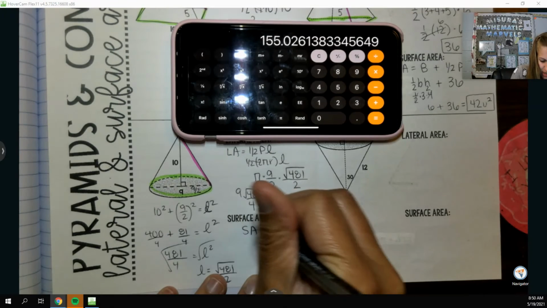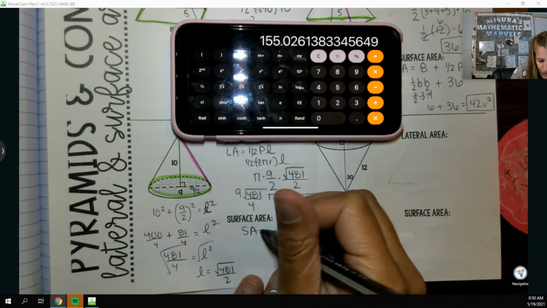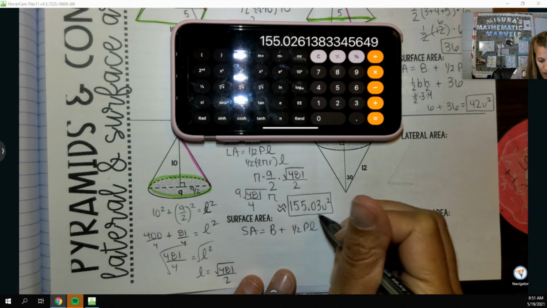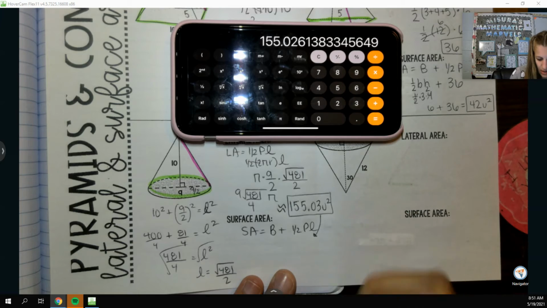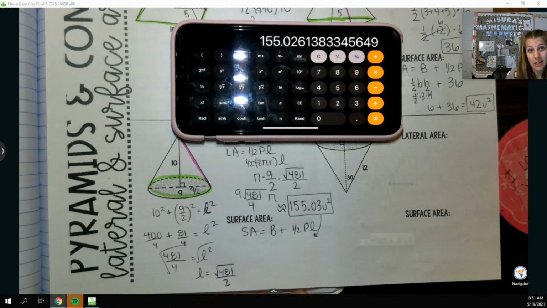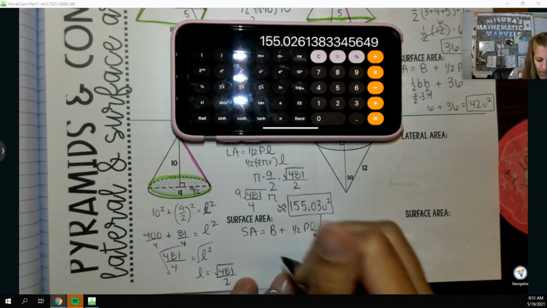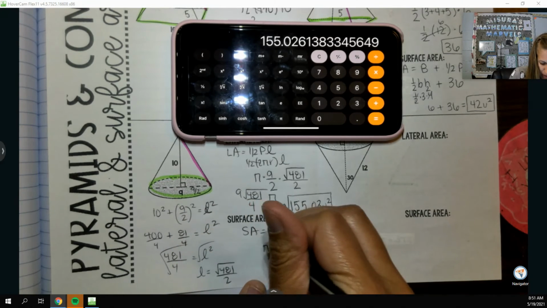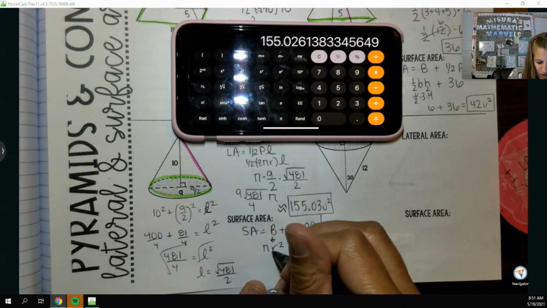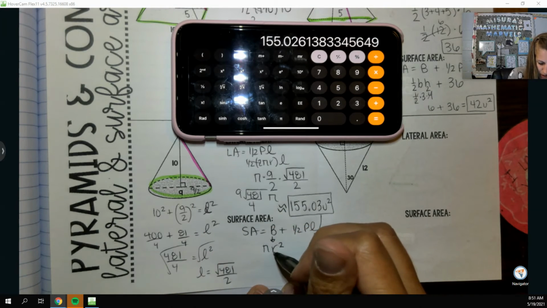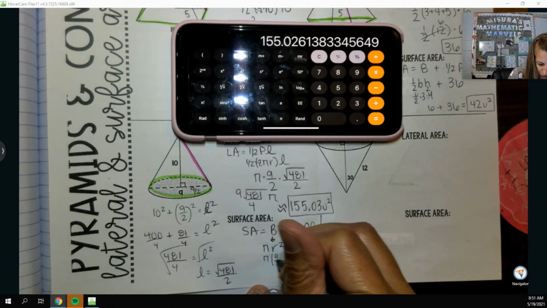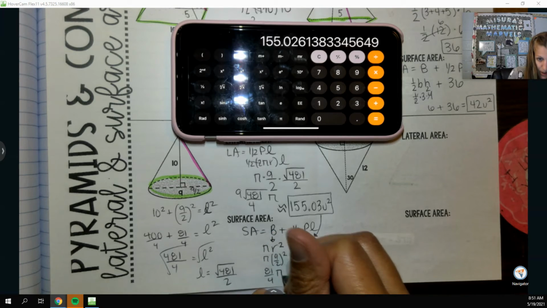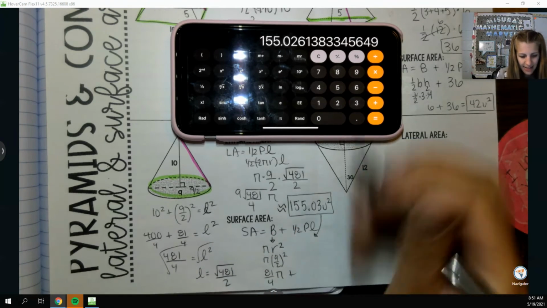Now for surface area, luckily some of the work is already done. So surface area is area of the base plus half PL, which we already know what half PL is. It's that number right there, which I'm going to leave on my calculator because why not? Then for area of the base, shape is a circle, so pi r squared, which remember r was that 9 over 2. And so we'll have 9 over 2 squared, which is 81 over 4 pi. And then we're going to add that to all this.